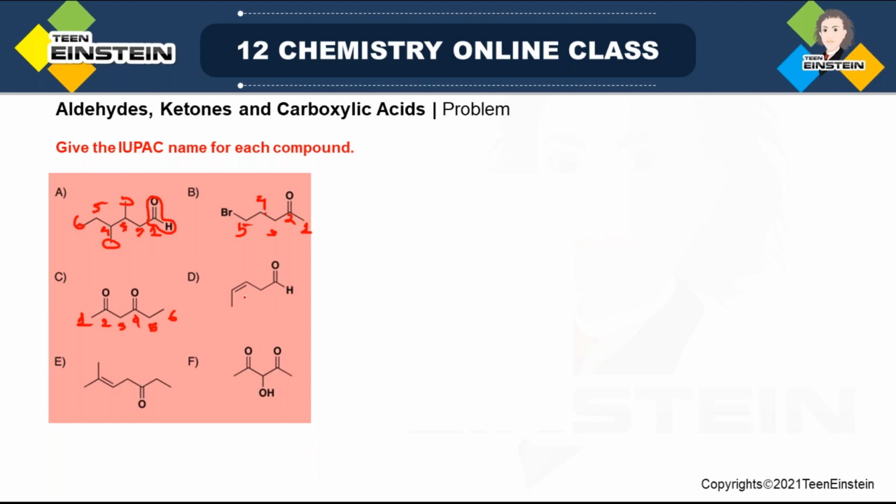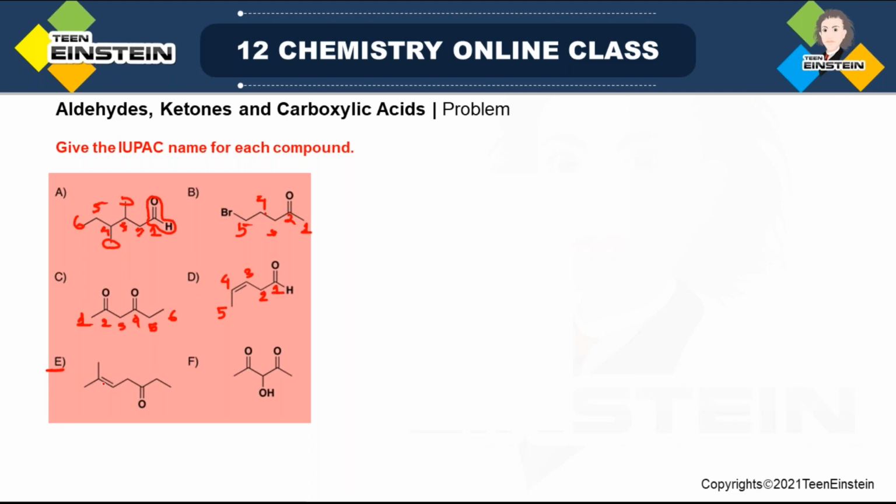Now the next structure has a C=C double bond and also an aldehyde. So numbering will start from this position, 1, 2, 3, 4, 5. The longest chain is 5 carbons, and here we have a double bond which starts from the 3 position. And if we consider the C=C double bond, whether it is cis or trans, it is cis, or you can say it is Z. So it will be Z-3-pentenal. It will end with -al because it is an aldehyde.